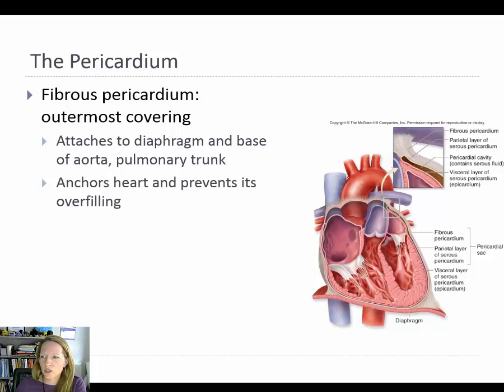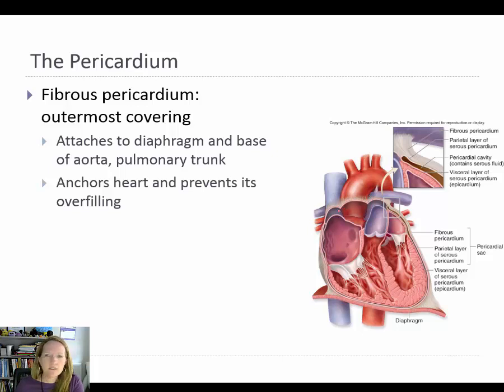It attaches to the diaphragm. Take a look at it right here, and also the base of the aorta as well. So it's kind of zooming in a little bit more, and the pulmonary trunk. What it does is anchor that heart inside of that thoracic cavity, and it's also going to prevent that heart from overfilling as well.